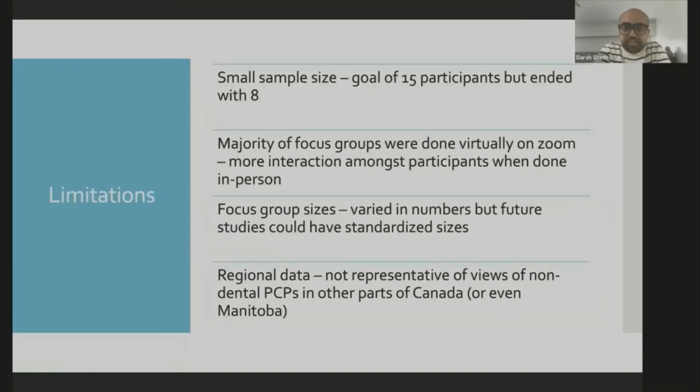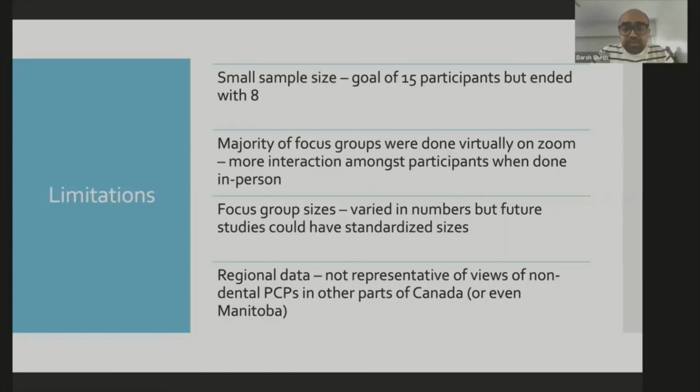In terms of limitations in my project, initially I had a goal of 15 participants, but I ended up with 8. Given that the COVID-19 pandemic was evolving, I had trouble with some participants who were initially interested, and then were either redeployed or had a change in their scheduling that I couldn't match to conduct a focus group or interview session. That led to a smaller sample size. But I was happy with the 8 that I did have because I had a wide variety of roles, whether PAs, physicians, or nurse practitioners, and a wide variety of interaction with pediatric and Indigenous populations.